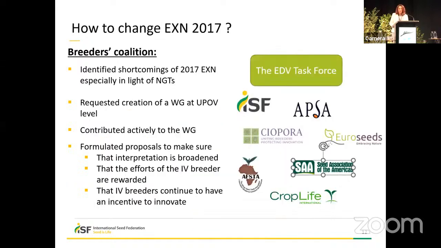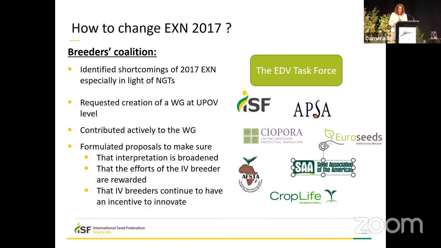So how do you change this experimental mode? The breeders, see the logos here. So they made a task force. Then we have ISF, APSAS, UPI, you see ARSTA, and Good Life. They led by ISF, they did a combination and identified shortcoming of the experiment in 2017, and especially in the light of new genomic techniques.